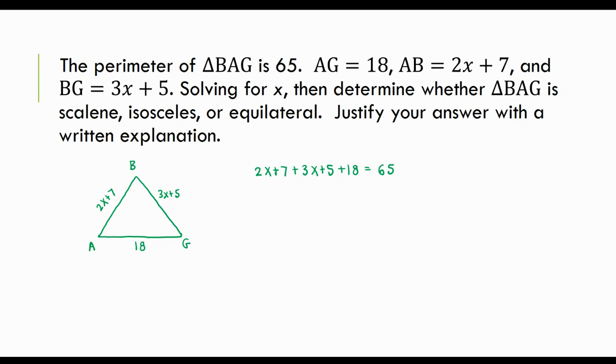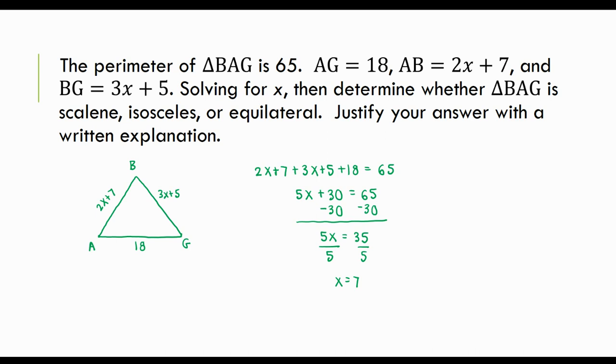So I'm going to start combining like terms. 2x and 3x gives us 5x. If I add 7, 5, and 18 together, that gives us 30. This still equals 65. I'm going to subtract 30 from both sides. That gives me 5x equals 35. I'll divide both sides by 5, and so x is 7. So it says solving for x.